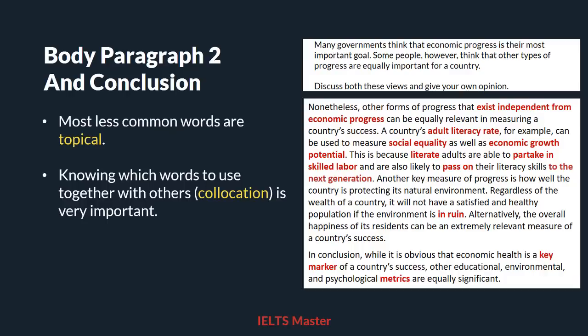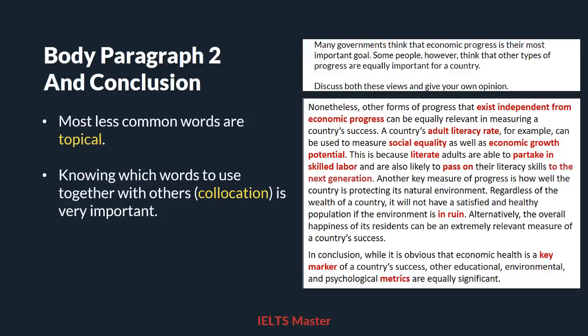For example, social equality. These two words go together. I wouldn't say society equality or society being equal. Social equality is a great collocation. Another example is pass on to the next generation. What a nice expression. I know that this is an expression because I've practiced English for a very long time. Knowing these kinds of words, skilled labor, literate adults, economic growth potential, these combinations of words that often go together, this is what advanced English looks like.